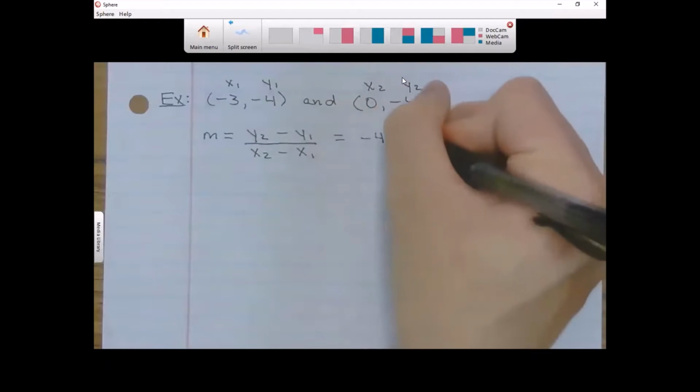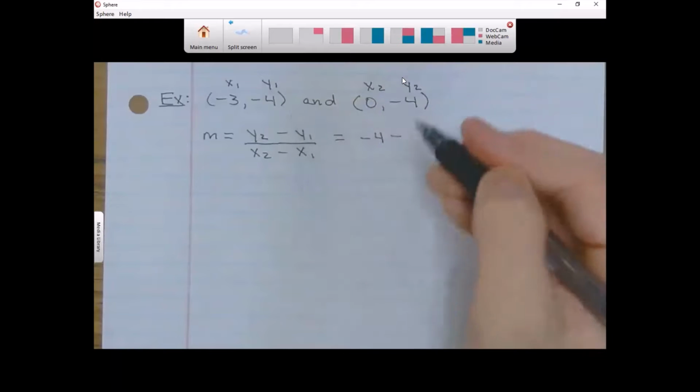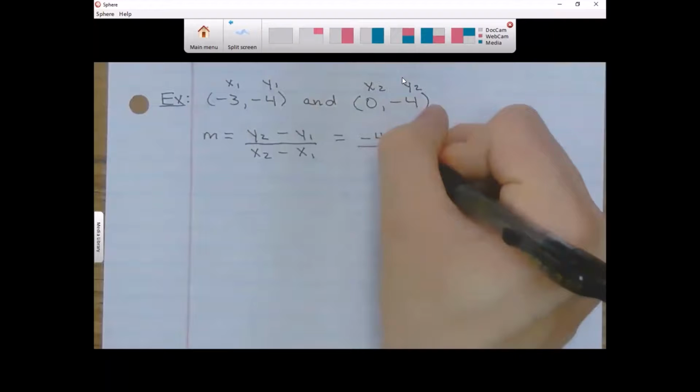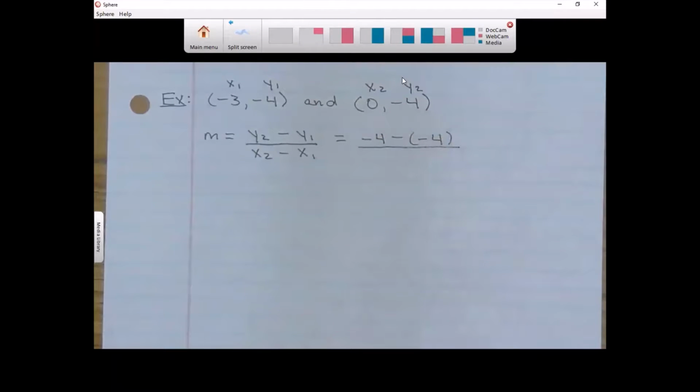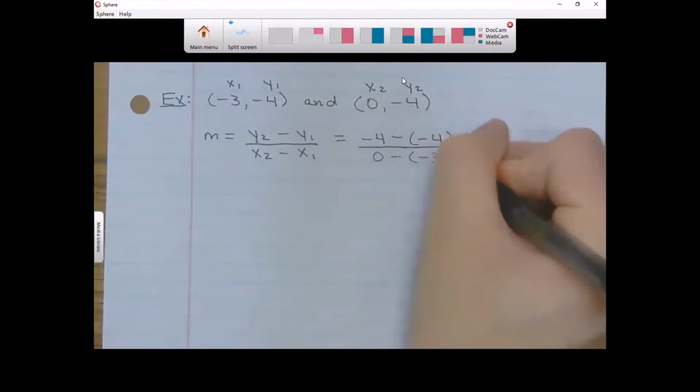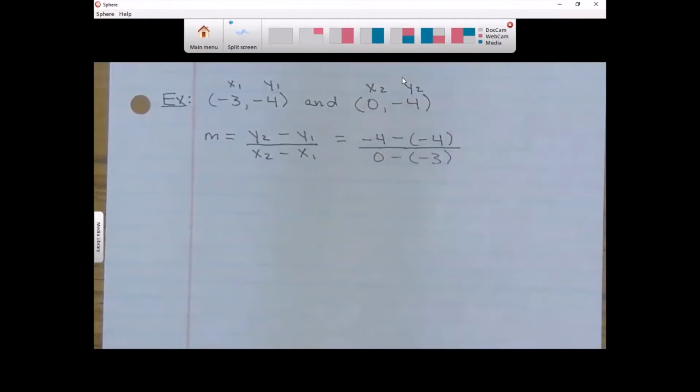So I get -4 minus -4. Keep that in parentheses. And I subtract the x's on the bottom, so on the bottom I'm going to get 0 minus -3. The reason why I'm using these parentheses is because I have a double negative happening on the top and the bottom, and a double negative just means you add a positive, right?